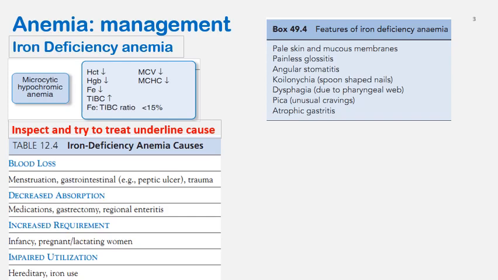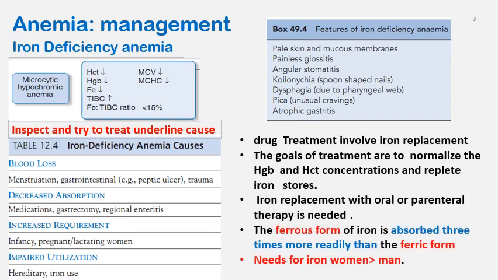Or there is an increase in requirement, like in infancy, pregnancy, and lactating women. Or there is impairment in the utilization, like hereditary iron utilization defect, okay? For treatment, because it's iron deficiency, we should replenish it or use an iron supplement to correct the deficiency of iron. The goal of the treatment is to normalize the hemoglobin and hematocrit and replete iron stores. Iron supplement is given either through the oral route or the parenteral route.